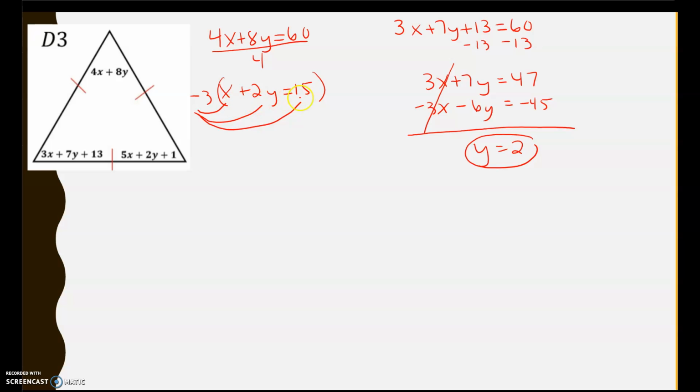I'm going to use this equation up here and replace my y with the 2. So I'm going to get x plus 2 times 2, and that is equal to 15. So x plus 4 equals 15. Subtracting 4 from both sides, I get x is equal to 11.